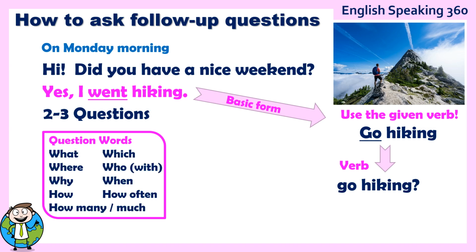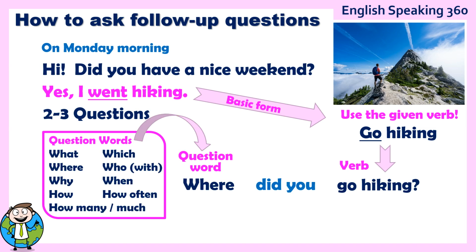Now, there are many question words that you can use. I give them to you right here. So for example, you could say, where go hiking. Okay, now where go hiking, if you say this, it is not correct, but people will understand you. So it's not so bad. Where go hiking, people will understand. But if you add this in the middle, where did you go hiking? You have a perfect past question. This is how to do it.